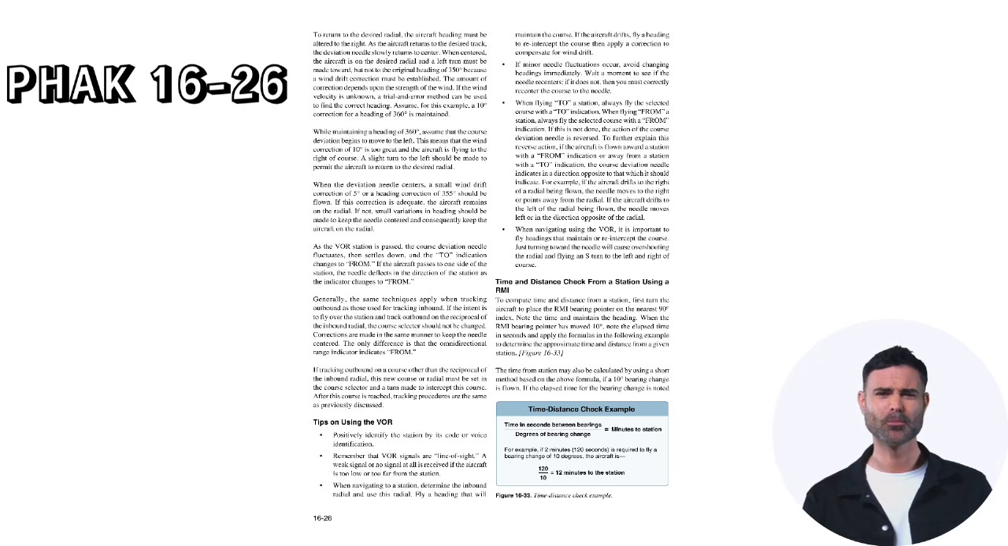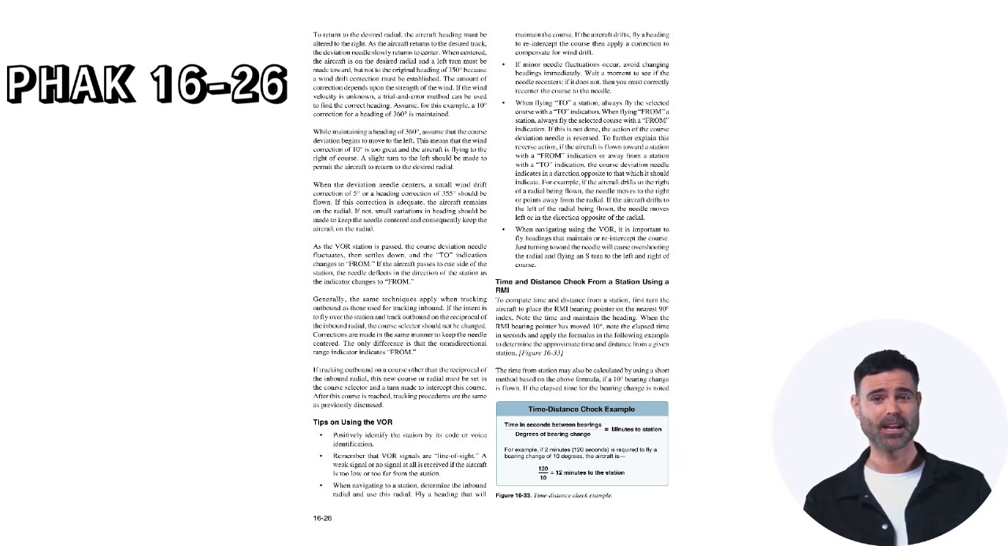If not, small variations in heading should be made to keep the needle centered and consequently keep the aircraft on the radial. As the VOR station is passed, the course deviation needle fluctuates, then settles down, and the TO indication changes to FROM. If the aircraft passes to one side of the station, the needle deflects in the direction of the station as the indicator changes to FROM.